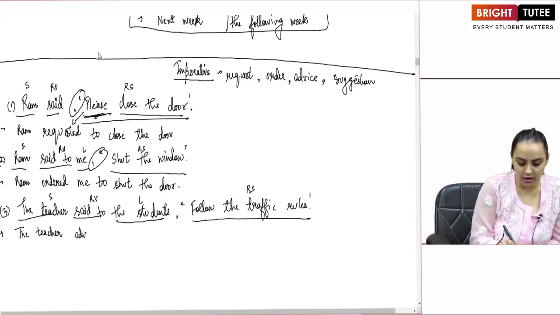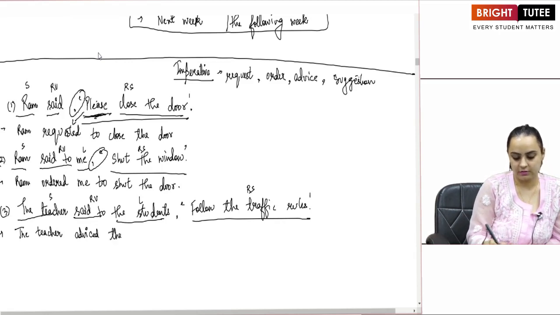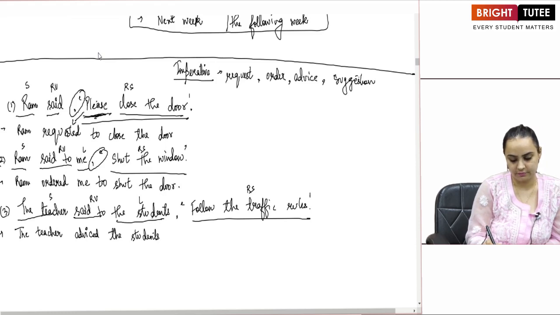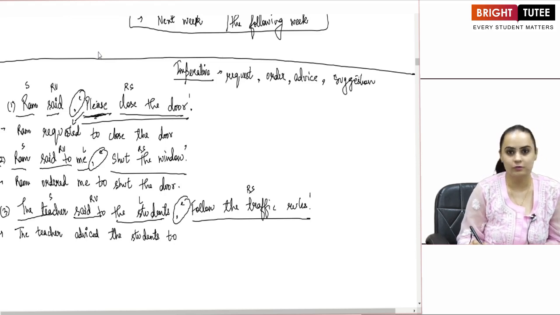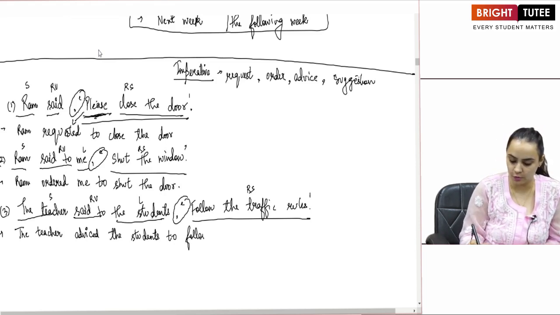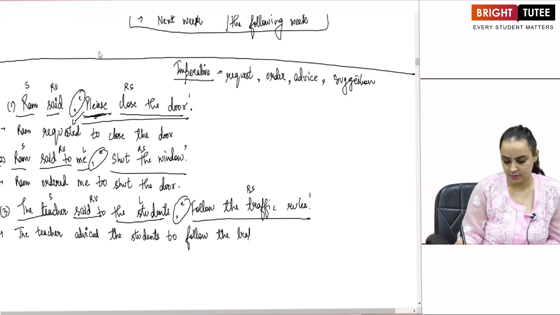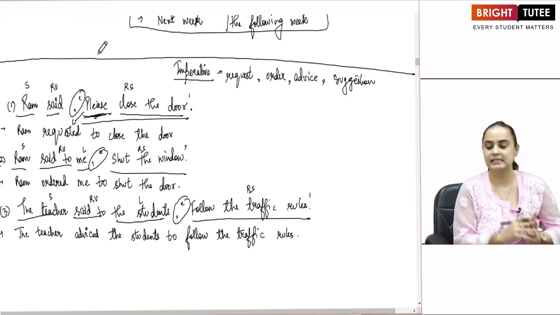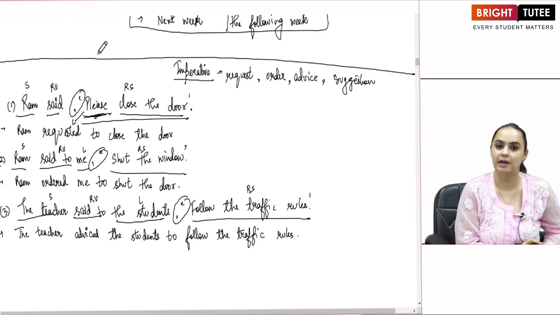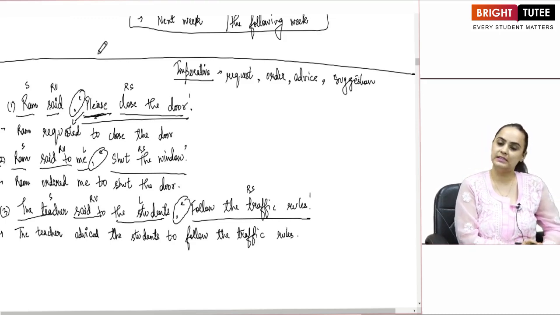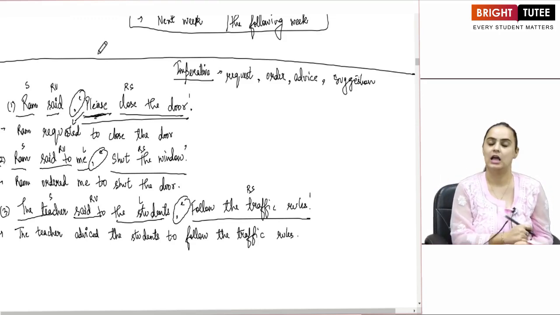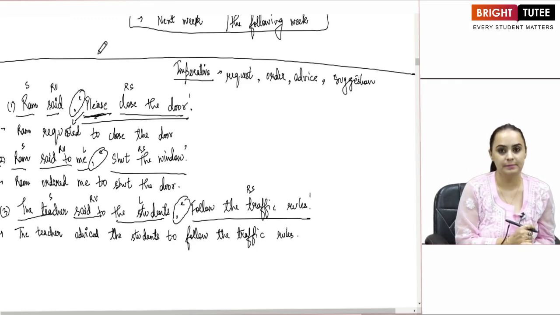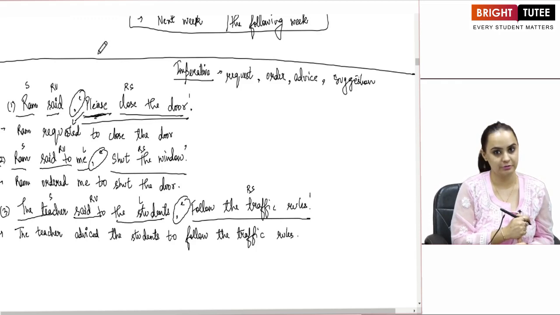So the teacher advised the students, we remove the commas and we put to. After to, we use the first form of the verb, so follow the traffic rules. And so this is how we change an imperative sentence from direct to indirect speech. The speaker remains the same, the listener remains the same, the reporting verb will change according to the mood of the sentence. We remove the commas and we put to in place of it, followed by the verb.